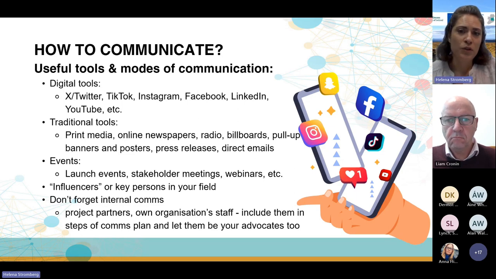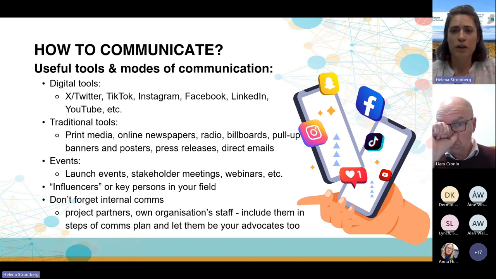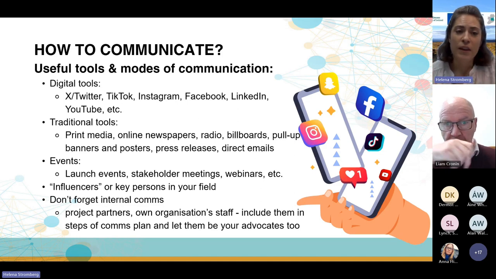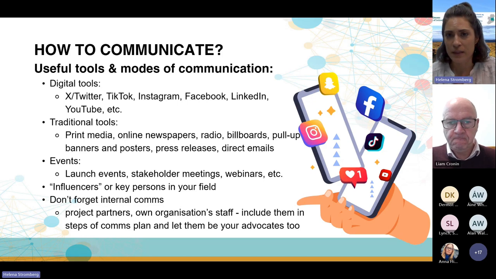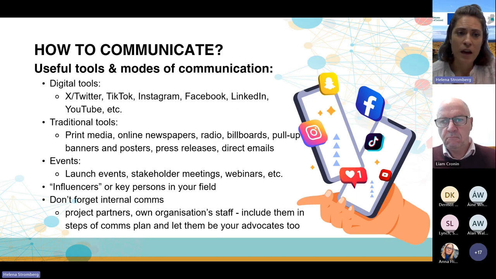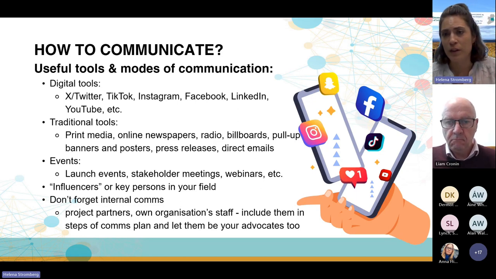Don't forget the more traditional tools, for lack of a better word. They are still quite powerful to get your message out there. So print media, online newspapers, radio and billboards, and pull up banners while you're attending events. Direct emails obviously can really be a great way to be very targeted in your messaging. Radio is actually, I find, a very interesting one that is still very impactful.